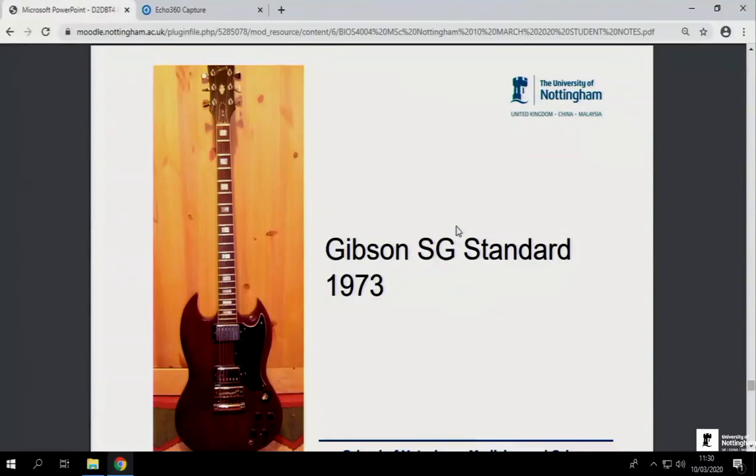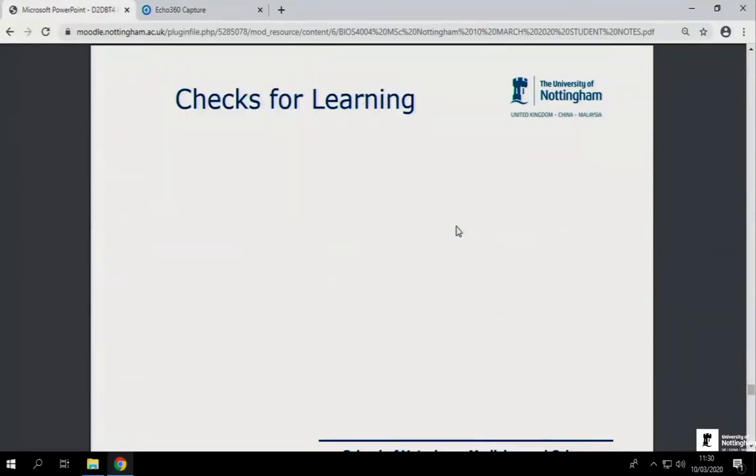So we're changing now, and you know what that is. A quick check for learning. So we're nearly finished now. We're going to do some resources. The check for learning is what we always do, to try and find out if you picked anything up from this. So I asked you to suggest something and then you shout an answer out. Are the horns on a Gibson SG standard symmetrical? No. Why is that? Fingerboard access, thank you.